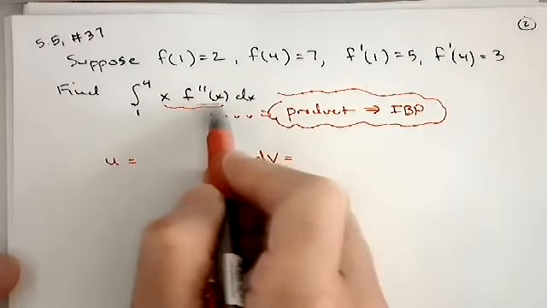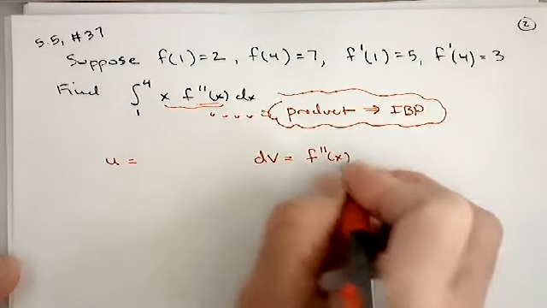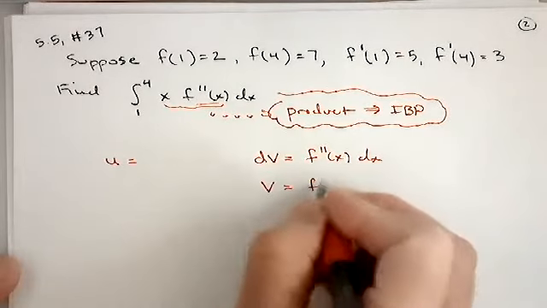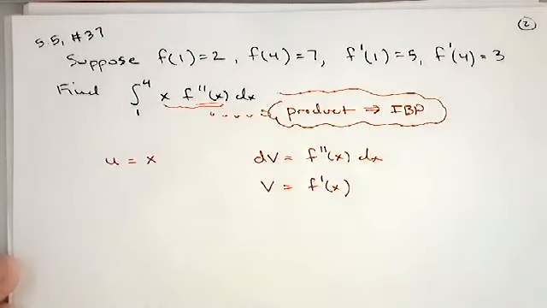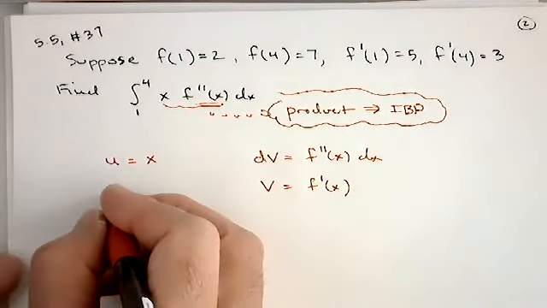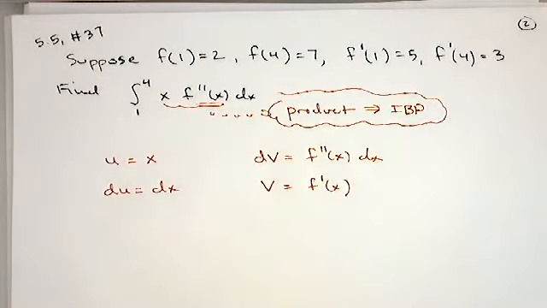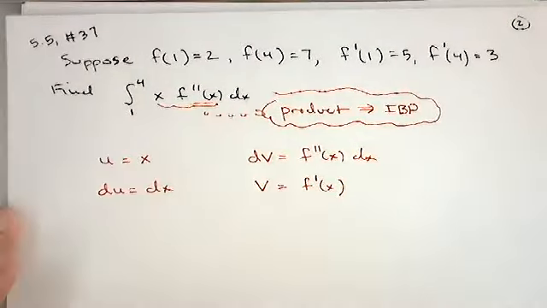We know something about the first derivative, which I could get by taking the antiderivative of that. So it's kind of implied here that I should let dv be f double prime of x dx, so that when I integrate it, I get just f prime of x, which means my u is going to have to just be x, and du would be dx. Does that make sense of how you would think about that? Just look at your given information and see what would be useful.